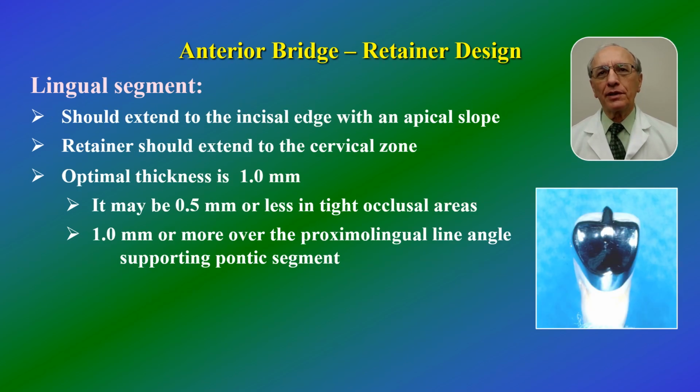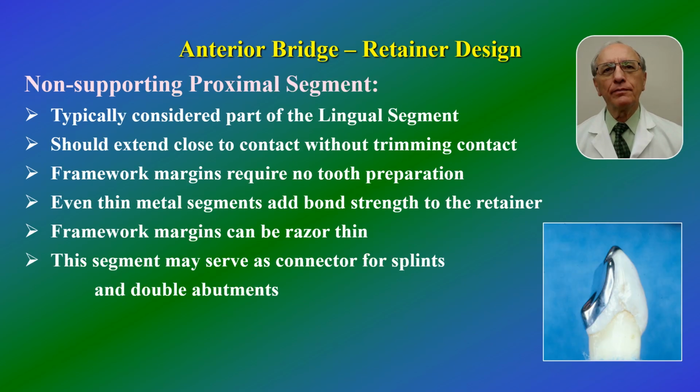The lingual segment should extend to the incisal edge with an apical slope to avoid display of metal, and should extend to the cervical zone of the tooth, using the natural curvature of the tooth as a finish line for the framework. Optimal thickness of the framework is 1 millimeter. It may be 0.5 millimeter or even less in tight occlusal areas. 1 millimeter thickness should be maintained over the proximal lingual line angle supporting the pontic segment. This is to prevent fracture of the framework.